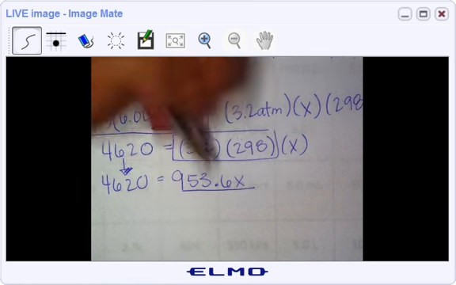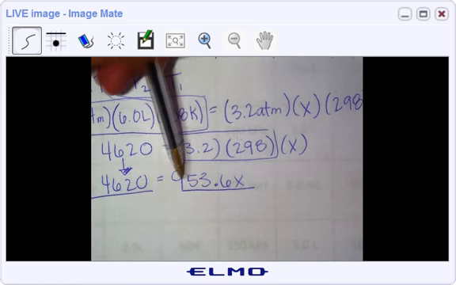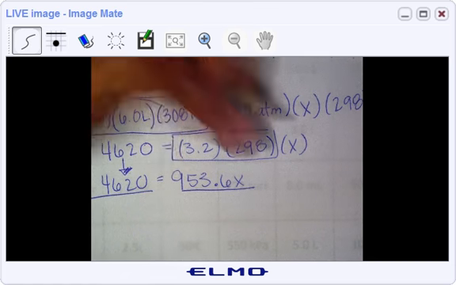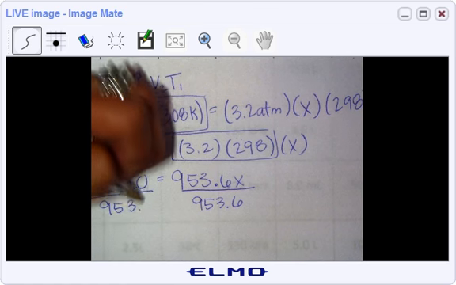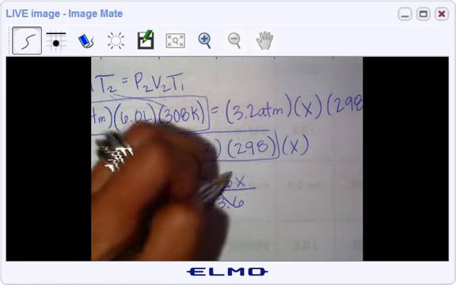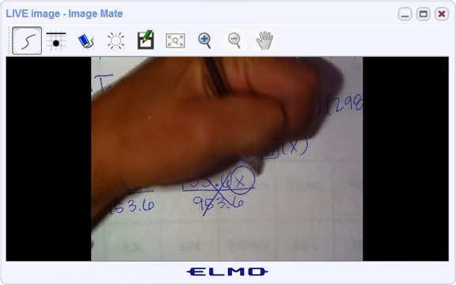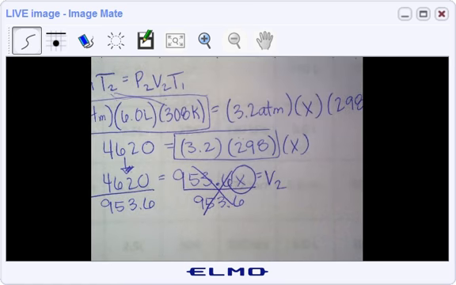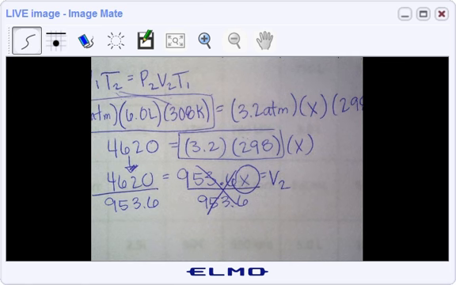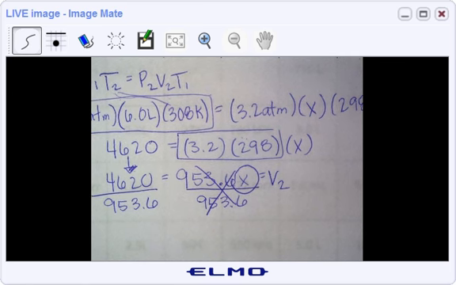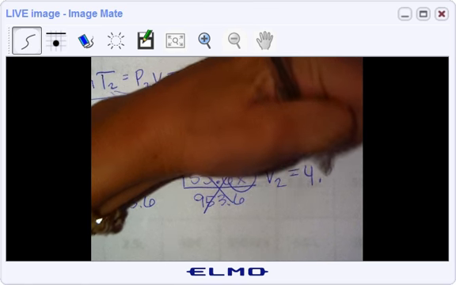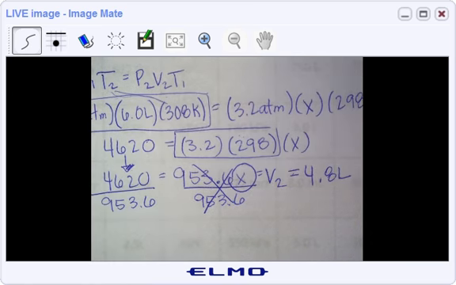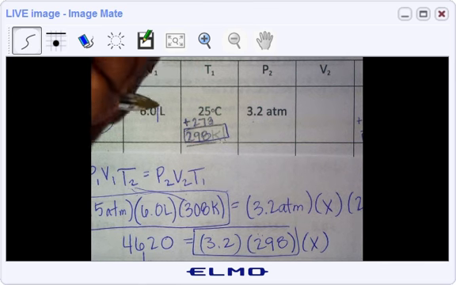I need to do the opposite of what it's currently doing. Okay, right now they're being multiplied together, so I'm going to divide from both sides. So this would cancel and I'll be left with x, and x is really our V2. So that's how you find the variable that you're looking for. 4,620 divided by 953.6. So my V2 is 4.84, and the unit for volume, if we go up to the worksheet, liters.